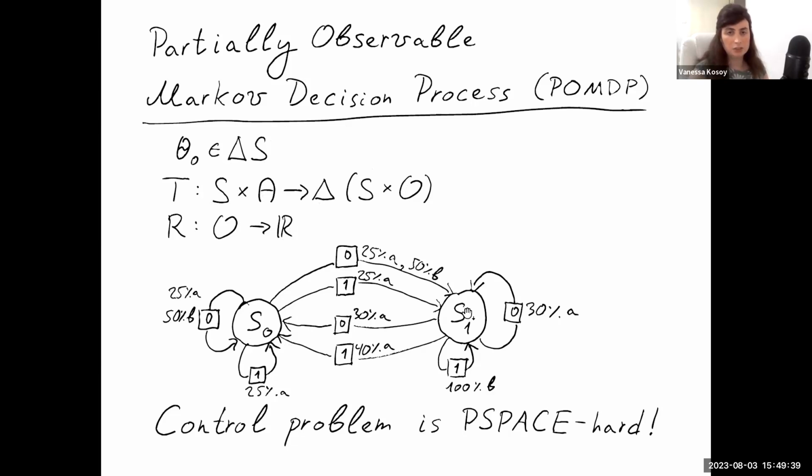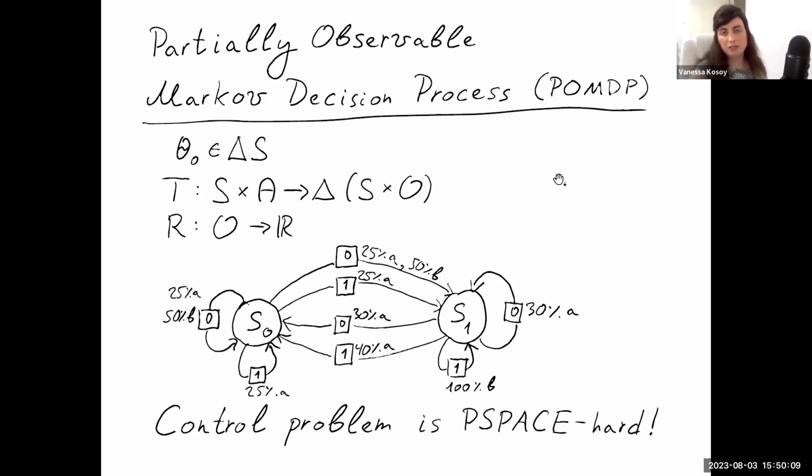For example, we have two states and observations 0 and 1. Say I'm in state S0 and I take action A. Then there's a 25% probability of seeing observation 0 and staying in the same state, 25% to see observation 0 and end up in a different state, 25% to see observation 1 and end up in this state, and so on. Here I take action B, I always see observation 1 and stay in the same state, and so on. For every state, I have a rule for what the distribution is going to be.